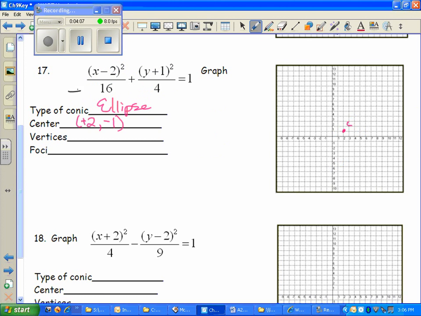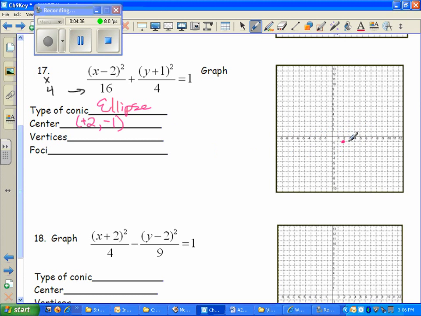I need to use this number right here under the x and square root it to get my x value, which tells me my horizontal movement. So I need to move 4 to the right and 4 to the left. Okay, I'm going to fix it. All right, sorry. I graphed the center in the wrong place. Let me start that graph over here. The center is at 2, -1. There we go. Definitely plot your points right.